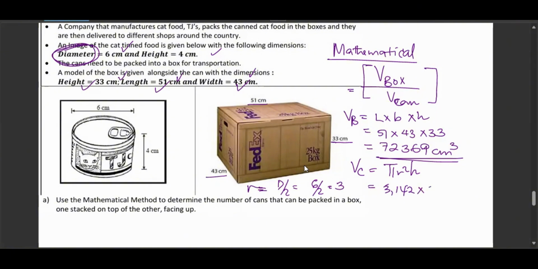3.142 times 3 squared times our height, which is 4. We go on and say 3.142 times 9 times 4. So here the answer became 113, and these are also centimeters cubed. Now our mathematical method comes in: volume of the box divided by the volume of the can, which becomes what?